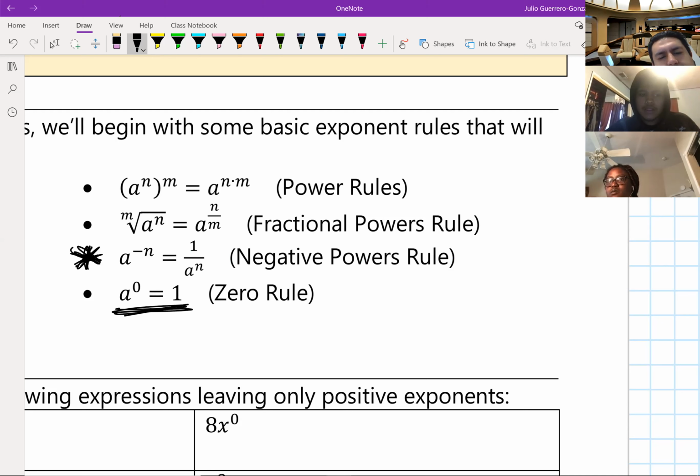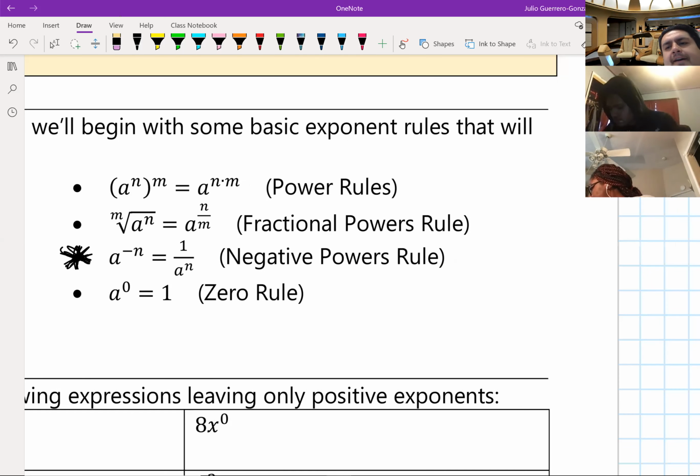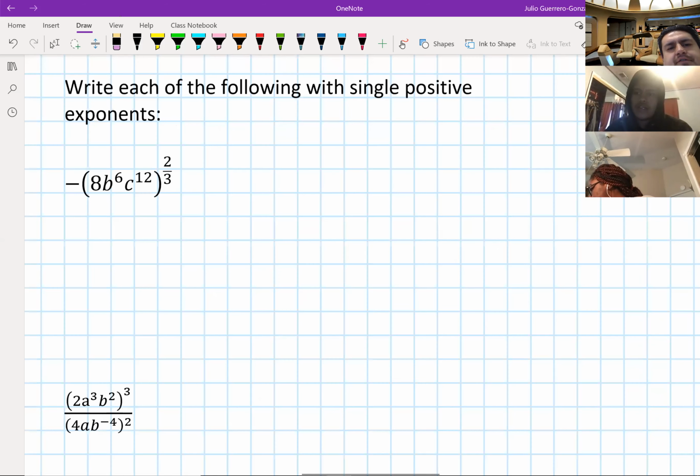Anything to the 0 power is 1. Just anything. It doesn't matter what your a is at all. Anything to the 0 power is always equal to 1. Cool? Cool. Okay.